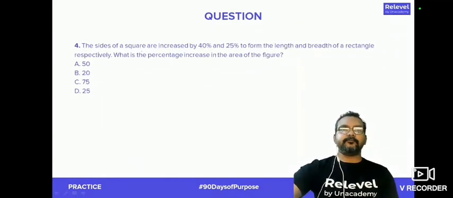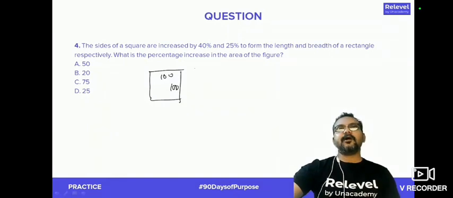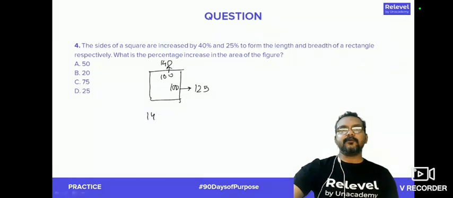Number 4. The sides of a square are increased by 40% and 25% to form a rectangle. To find the percentage increase in the area. So let us just take the square sides to be 100 by 100. So after increase, 100 would become 140 and this 100 would become 125. So we need to figure out what's the percentage increase. So what is 140 times 125?